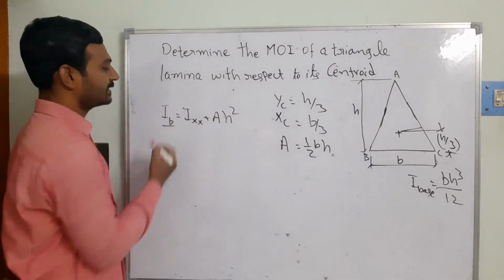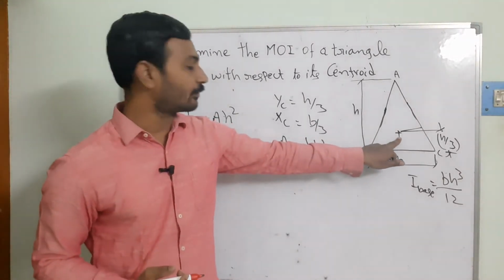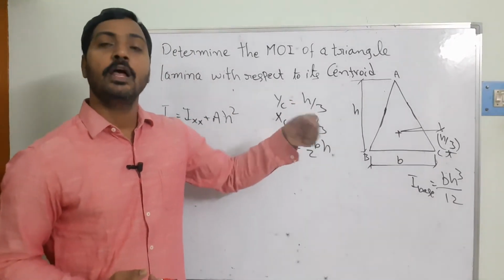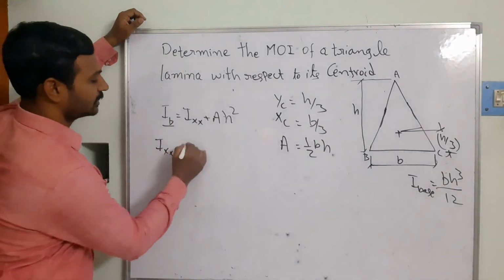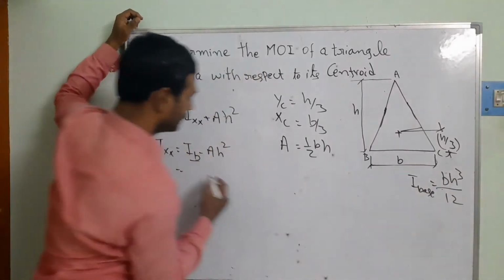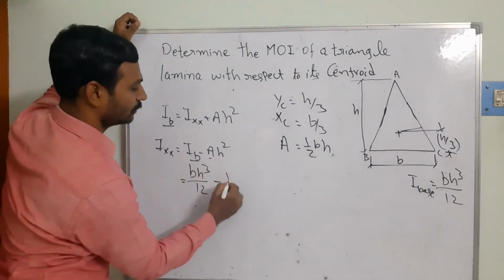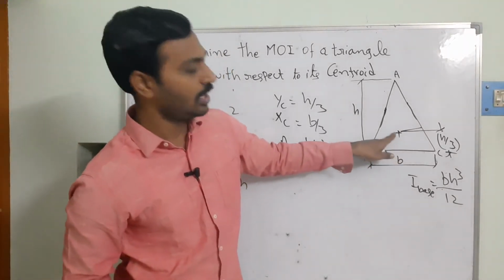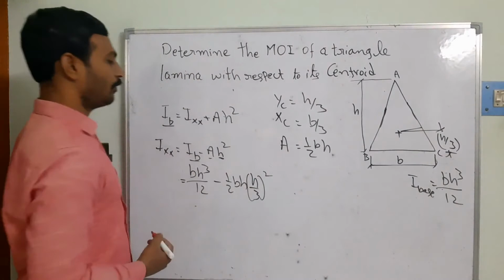In this case I base is the moment of inertia about the base axis, IXX is the one passing through your centroid, A is the area of your triangle, and h is the distance between the base axis and the centroid. So we need to calculate IXX, which is IB minus A h square. So IB is equal to bh cube by 12, minus area, which is half b into h, times the distance from the base to the centroid, h by 3, whole square.